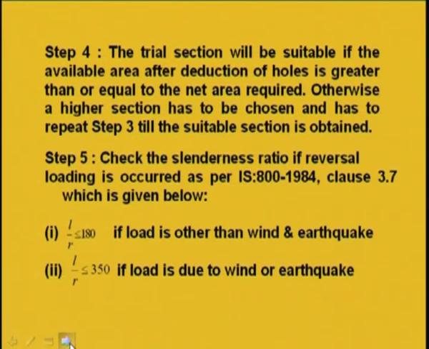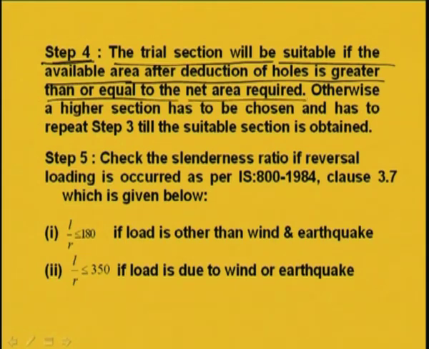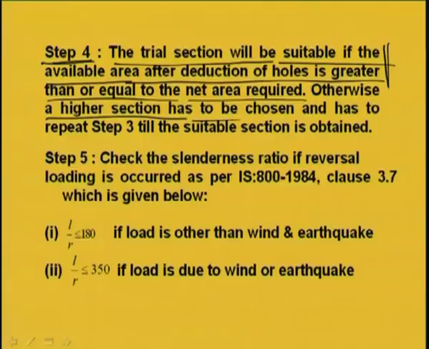Now, step 4. Now, the trial section will be suitable in case what we will do? The trial section will be suitable if the available area after deduction of holes is greater than or equal to the net area required. That means, we know the available area after these deductions and we have the net area. Now, if the available area is more than the net area, then we can go further, otherwise a higher section has to be chosen and step 3 has to be repeated till the suitable section is obtained.